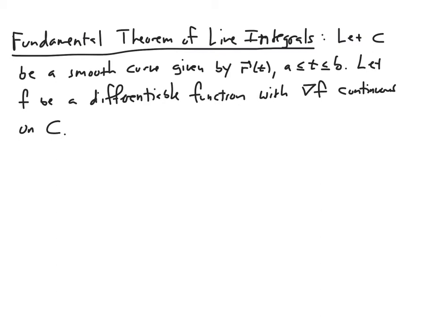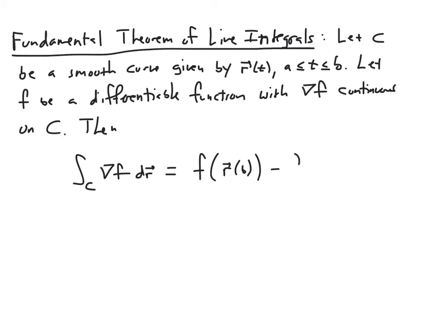And if we have this general setup, then the line integral over C of the gradient of f dr. Notice this is the line integral of a vector field. It's the line integral of a conservative vector field. This is equal to f of r of b minus f of r of a.